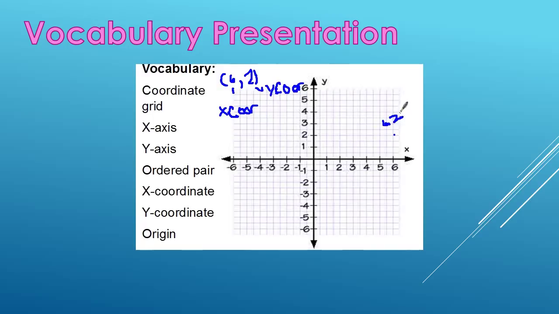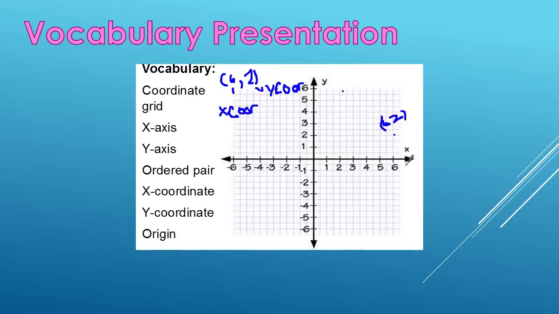Now let me show you why it could not go to 2, 6. If it was 2, 6, this 2 would be on the x-axis, and my 6 would be on the y-axis. That point's very different than that one.